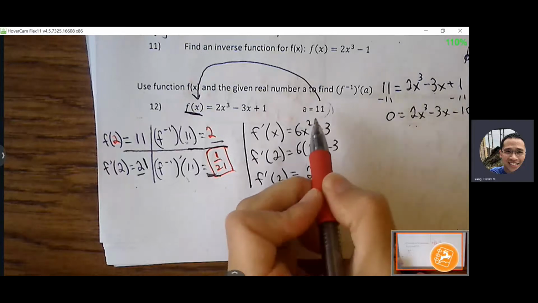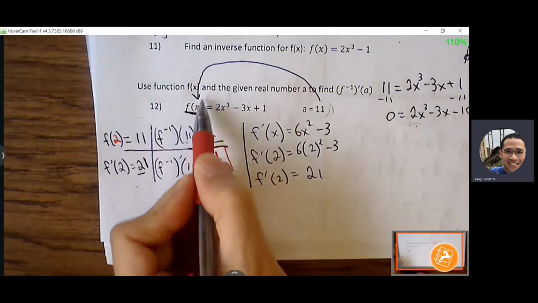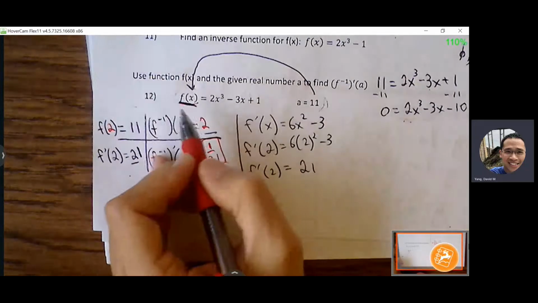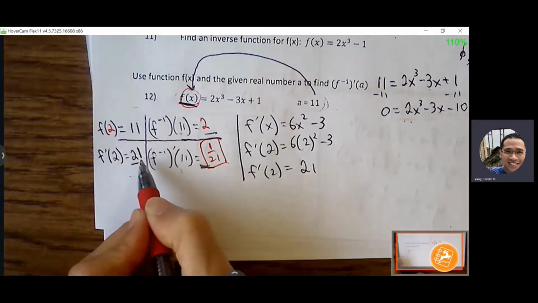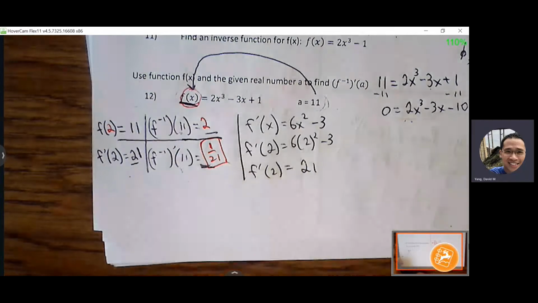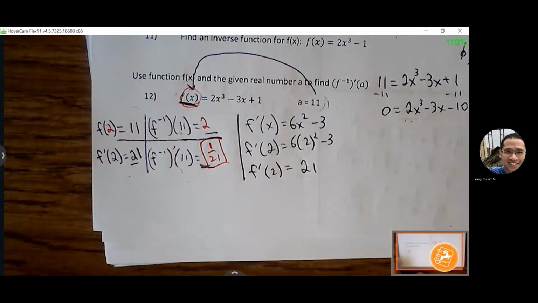So basically, whatever number they give you, just insert it into the y slot so that you can find the x. Once you find the x, find the derivative, find the slope, and then turn around and flip that slope. Okay. Questions there?